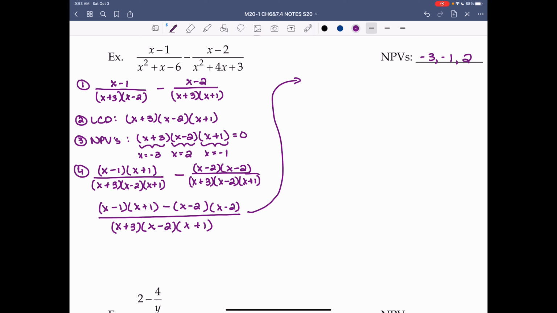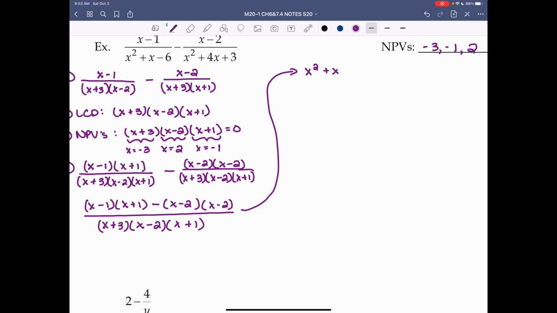We want to multiply our binomials together. x minus 1 times x plus 1. x times x is x squared. x times 1 is x. Negative 1 times x is negative x. And then negative 1 times 1 is negative 1.